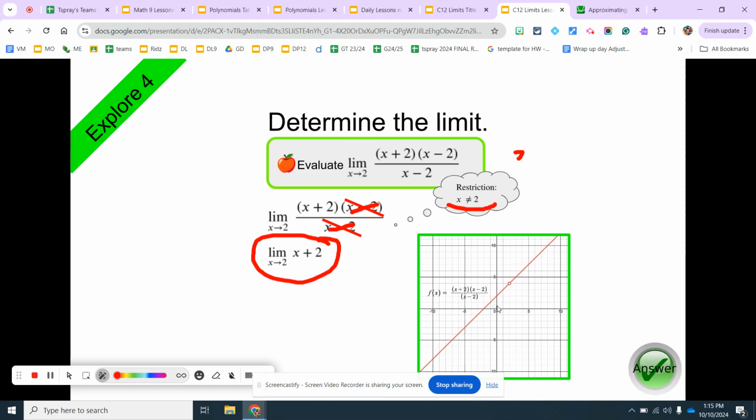So when x goes to 2, is there a limit? And there is. We can see it. It's right there. It's getting really close to 4. So the limit here would be 4.